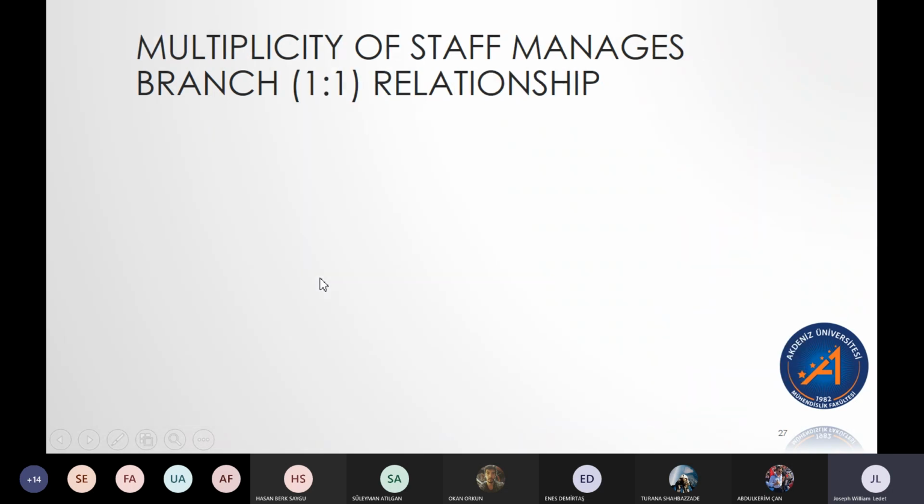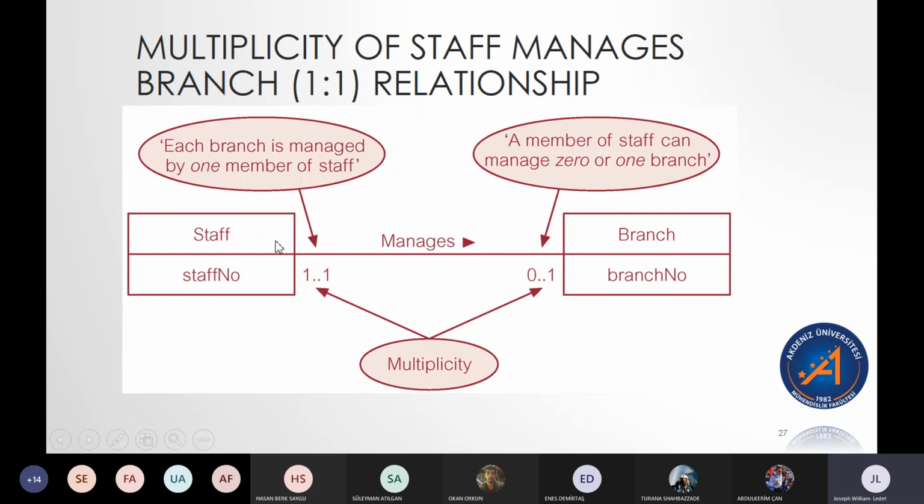Okay, so the way we'd represent that, it's a one-to-one relationship. We could say a lot of different statements about this. So each branch is managed by one member of staff. A member of staff can manage 0 or 1 branch. So this is what's called participation and cardinality. We'll talk about those other finer details in just a moment.